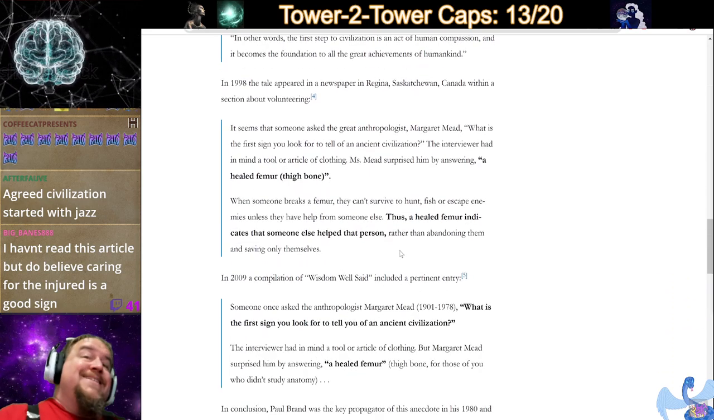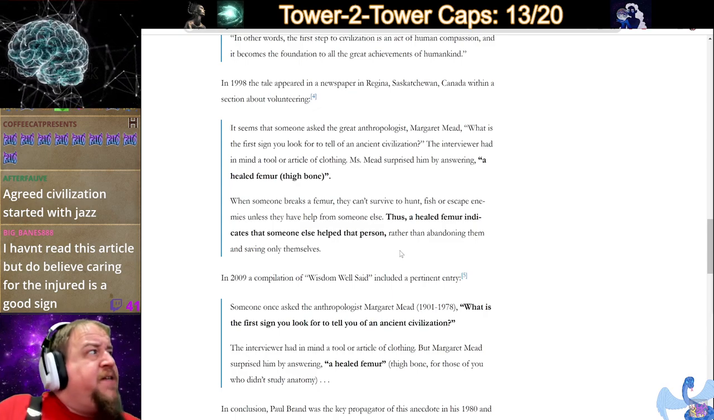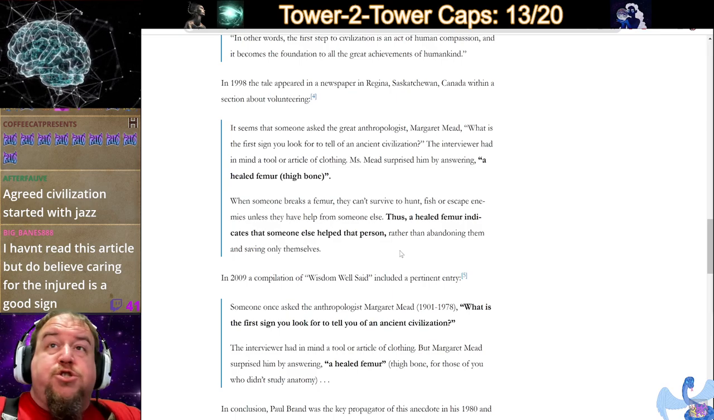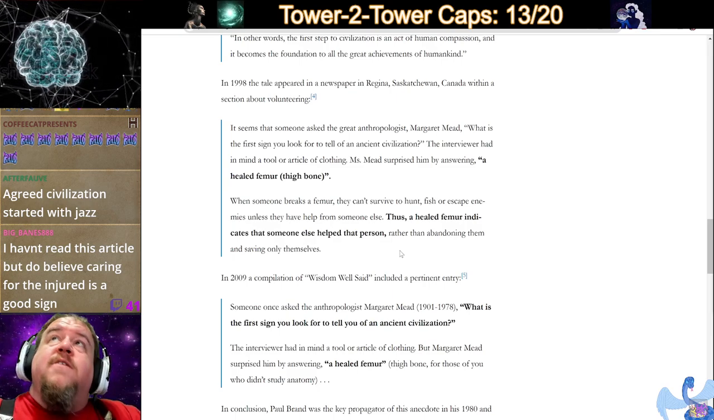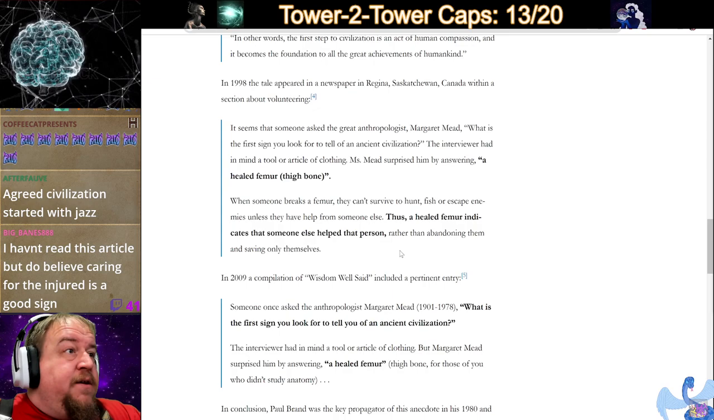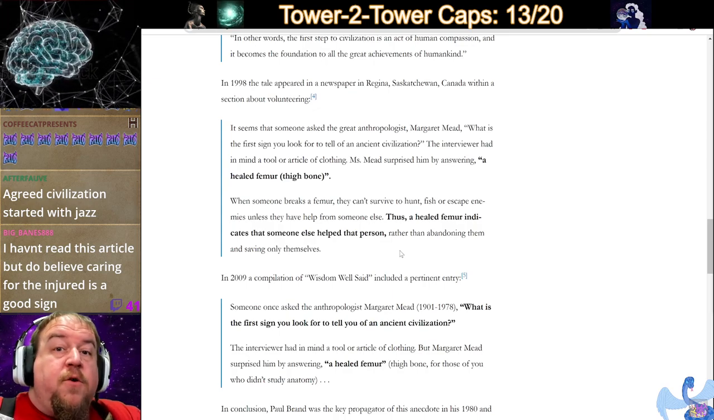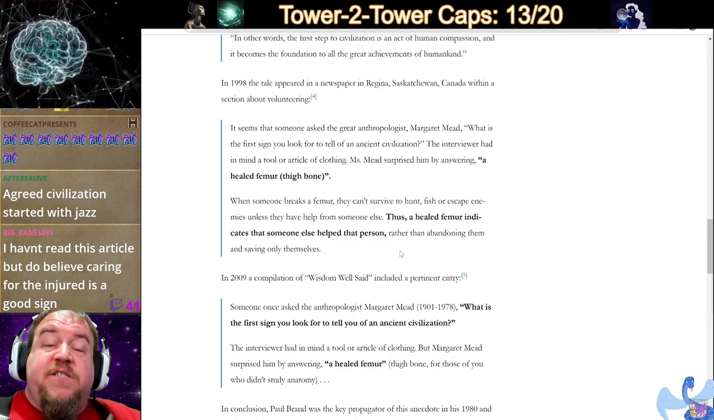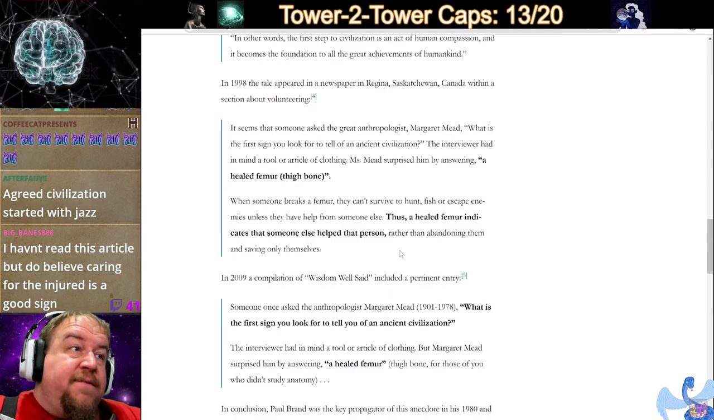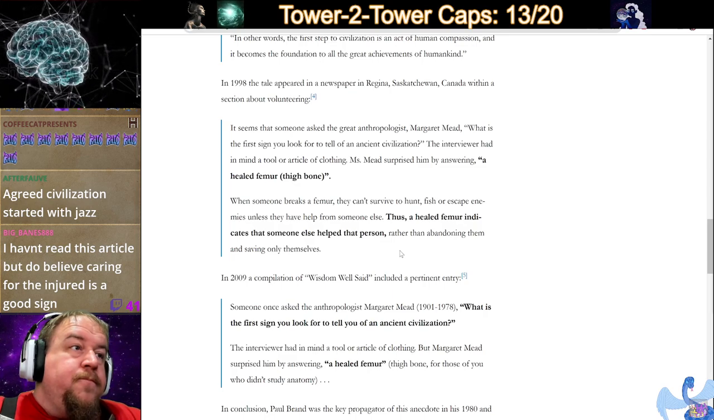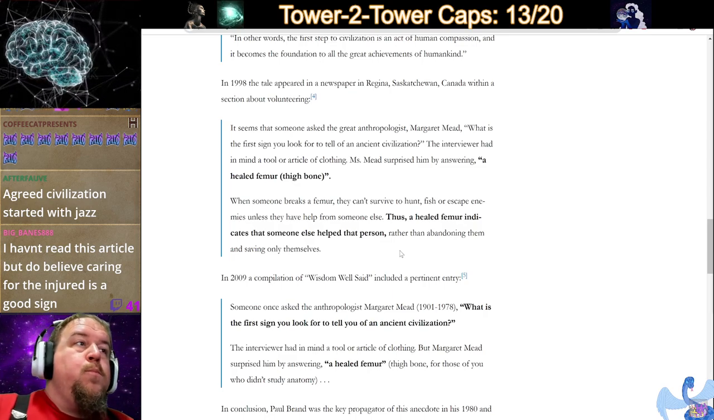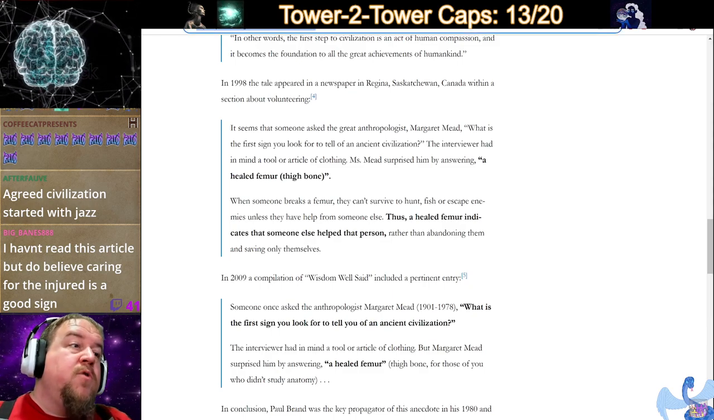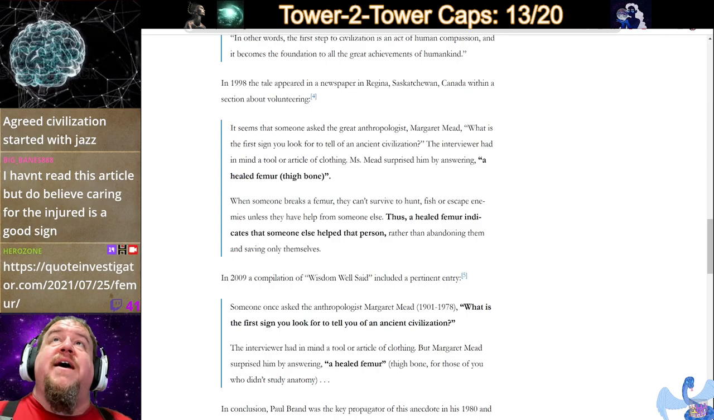So, it's not just tools, it's not just a pack or a clan or a group or a tribe. If you have reached a point where you can care for other people, you are an intelligent species. You are intelligent life. And this, if you want to read more about the quote anyway, there's that.